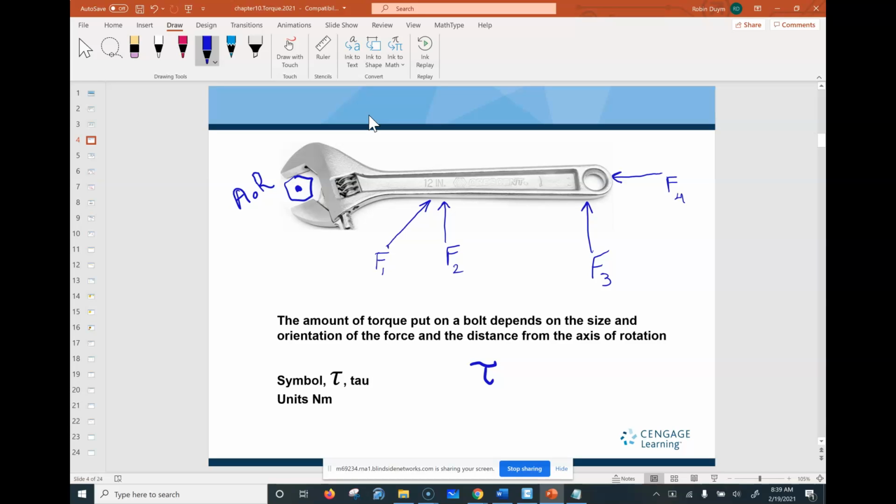And if we apply a force here, you might get it to turn a little bit. If you apply a force here, you'd get it to turn a little bit more. This is where you would get your maximum torque, and you'll see why shortly. This again, torque equals 0, and it's because it's actually pointed along that imaginary line where the axis of rotation is. So let's get into torque.